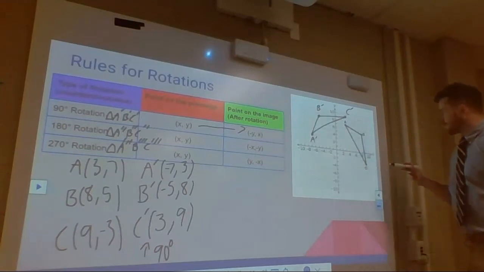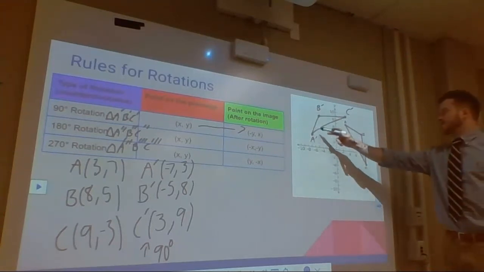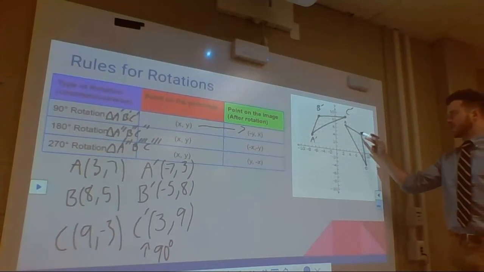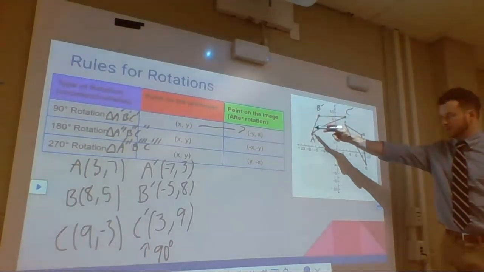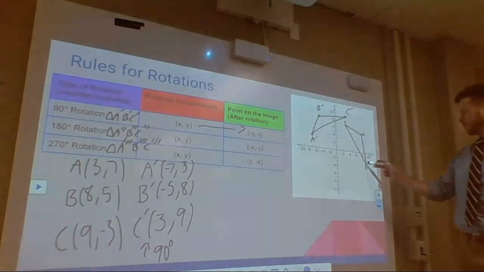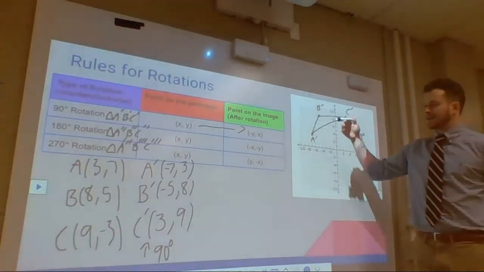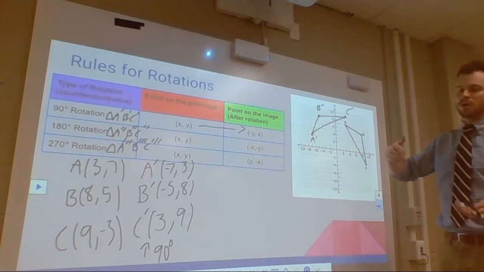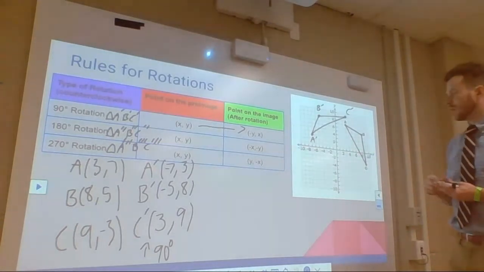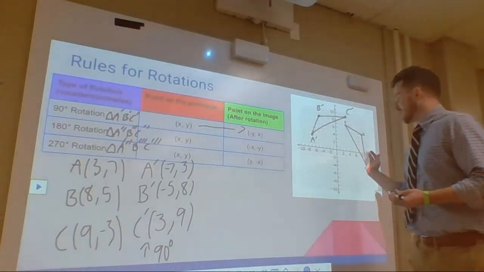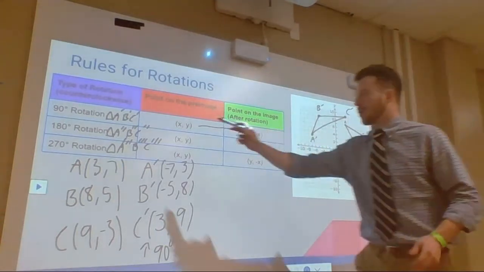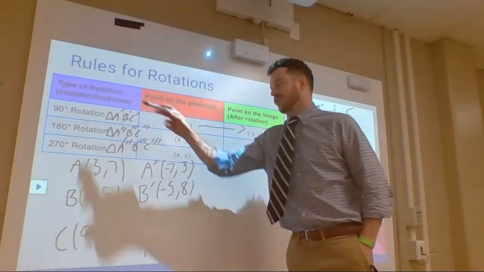So now A prime and B prime moves from the first quadrant to the second quadrant. C prime moved from the fourth quadrant to the first quadrant. Okay, so when you go 90 degrees, you're going to move over one quadrant. Each point is moving over into the next quadrant counterclockwise. Remember, these are positive angles of rotation, so we're going counterclockwise.